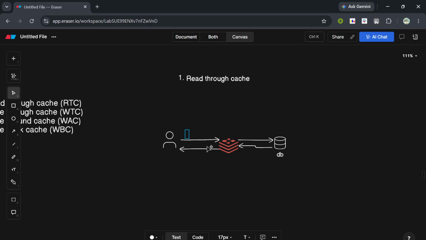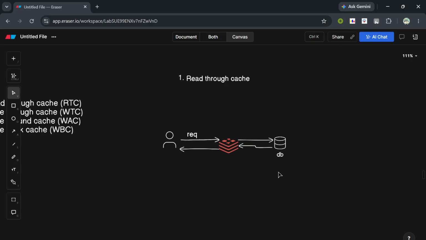So whenever a read request comes, we read it through our cache. If the data is found, we return the data. If it is not found, we go to our database, get the data from there, return it to the user, and store the data in cache for future purposes, so that whenever the user comes again, it can be given to the user in a faster manner.